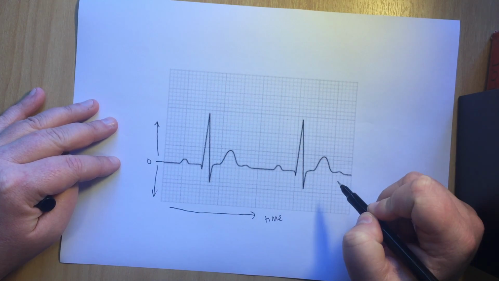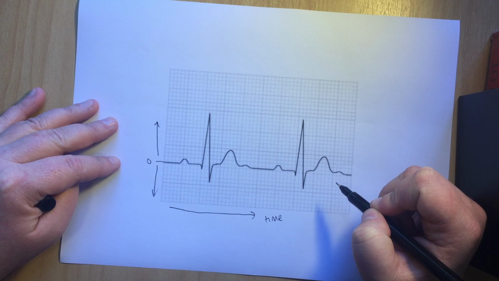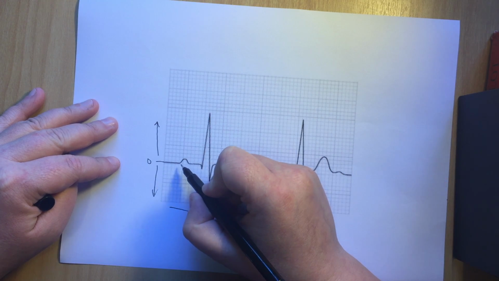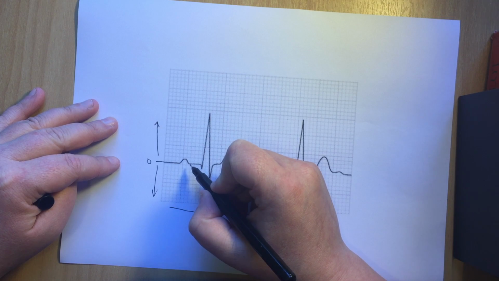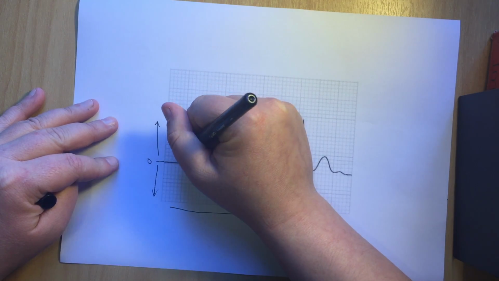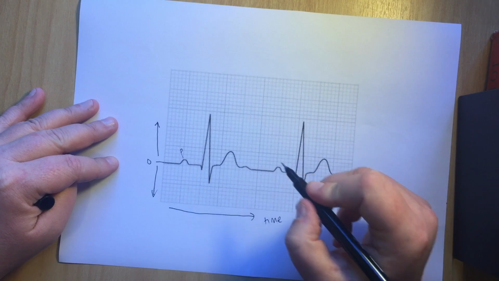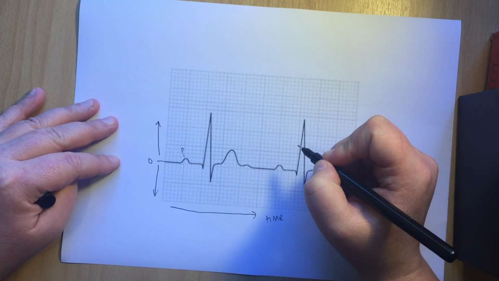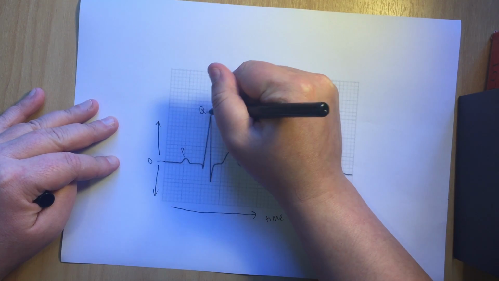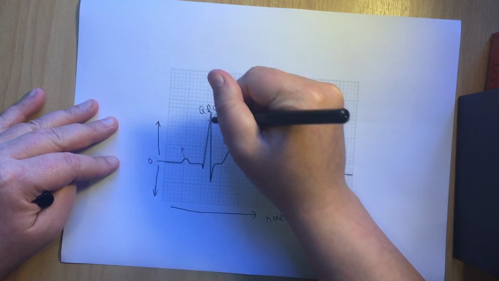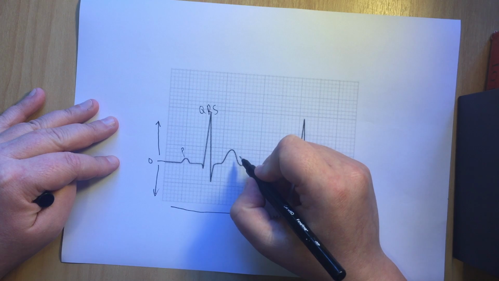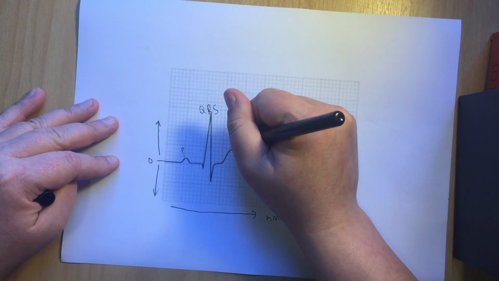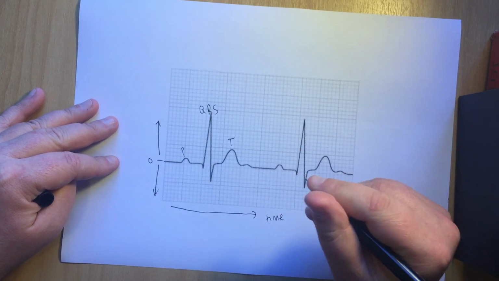And as we'll remember from the earlier parts of medical school, the basic bits of our ECG are going to be when the atria depolarize, which gives us a P wave, when the ventricles depolarize, which gives us a QRS complex, and then when the ventricles repolarize, which gives us our T wave.